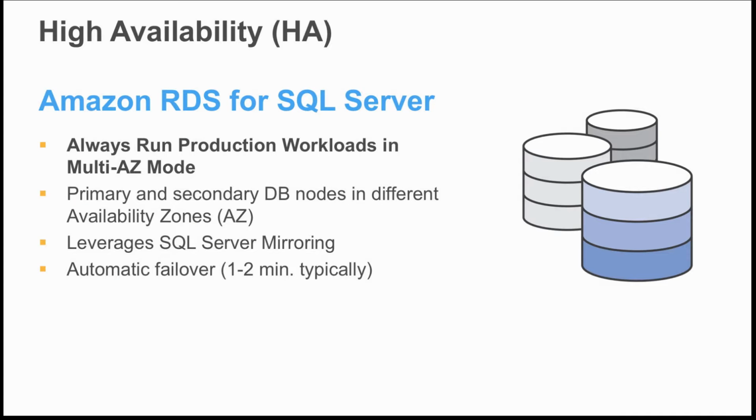From an HA capability perspective, as I mentioned, we support multi-AZ capability. That allows you to run production workloads in a multi-AZ mode, where the primary is your active database that will be used for read and write, and then the secondary will be a standby that will be launched in a secondary availability zone.